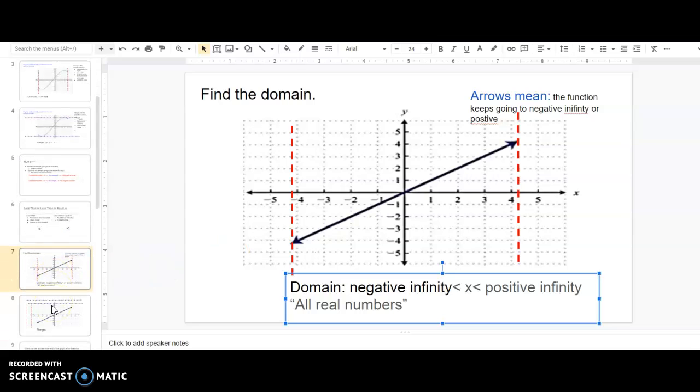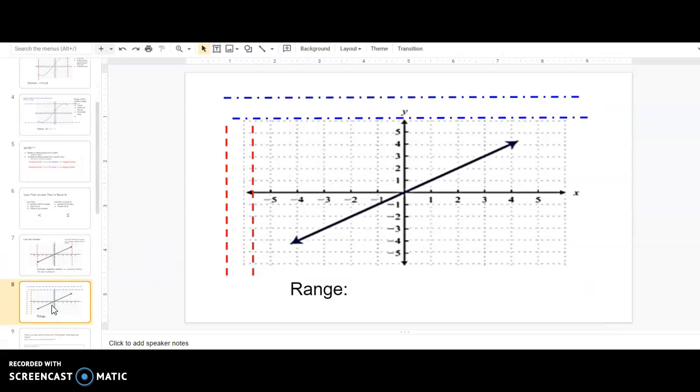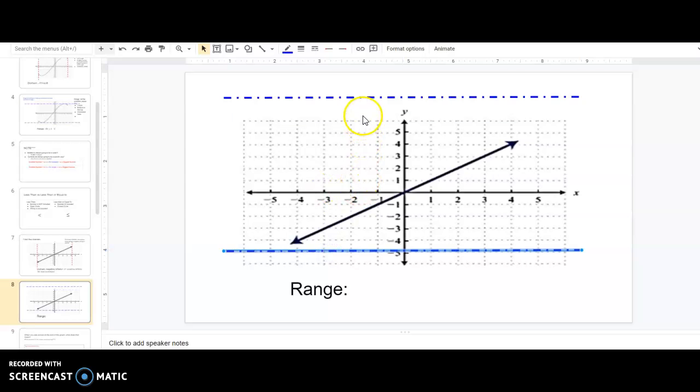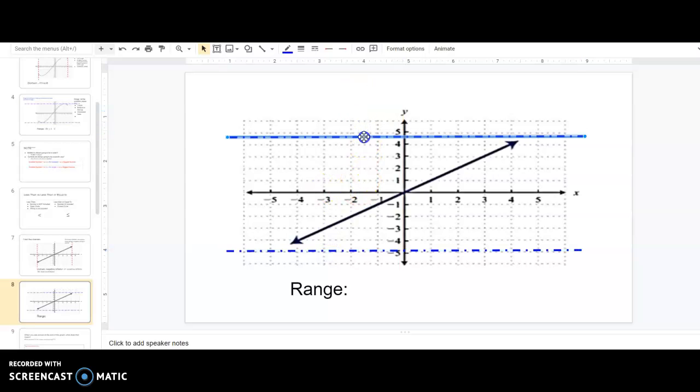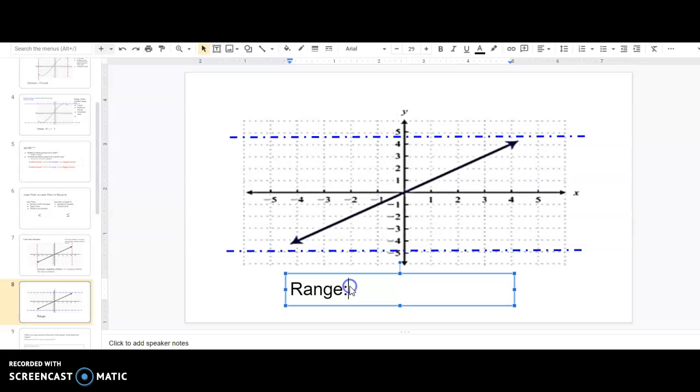Okay, let's go ahead and try one more. The range. The range is from the bottom to the top. So I actually don't need these, so I'm going to erase them. I clicked on them and I erased them because we don't need them. The range is from the bottom to the top. All right, and we're going to start with the smallest number first.